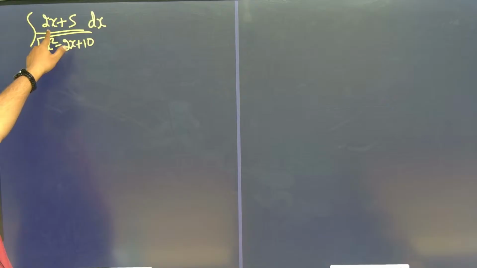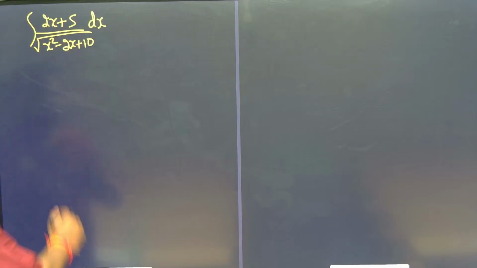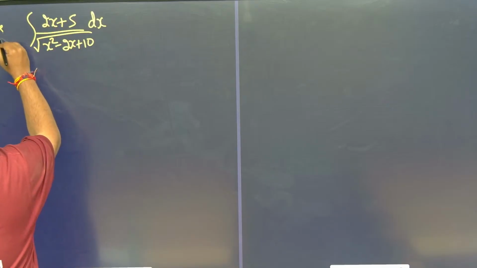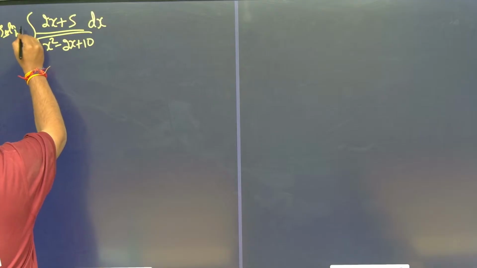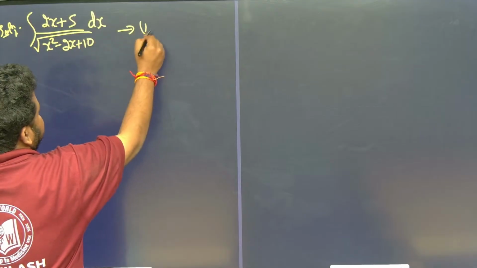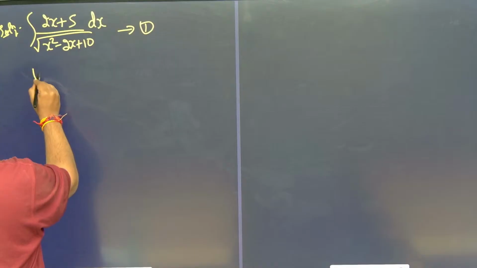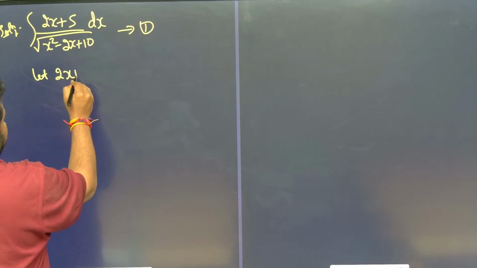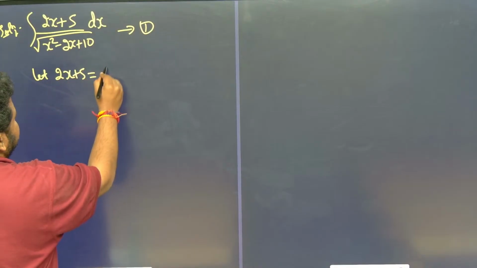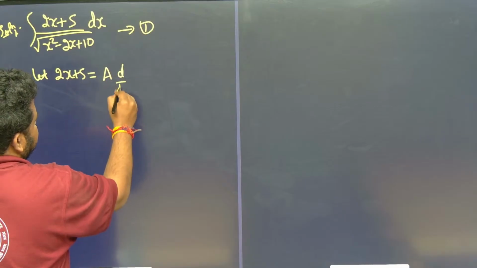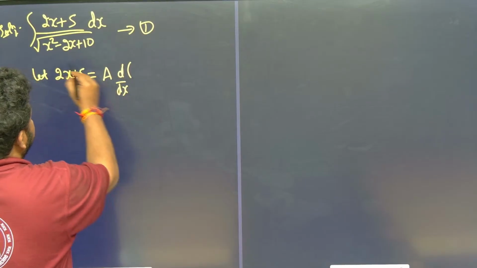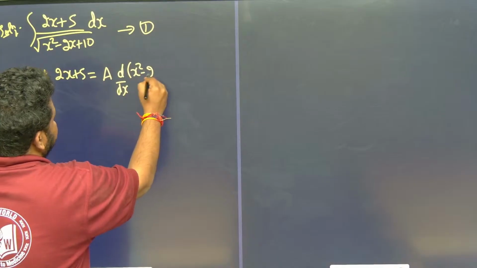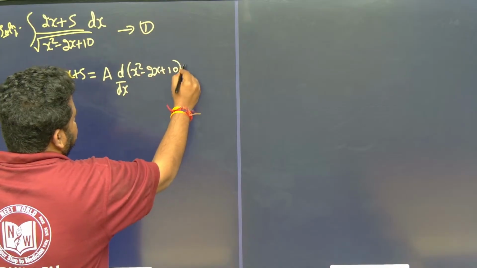So now 2x plus 5 is there. So what should I write? Now solution. So solution only I will take, solve. Solution. It is given. Determine this is equation 1. Okay. So let 2x plus 5 be equal to a into d by dx of denominator. Denominator is x square minus 2x plus 10, plus b.